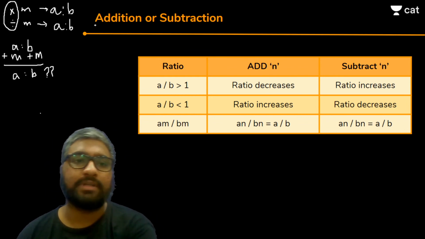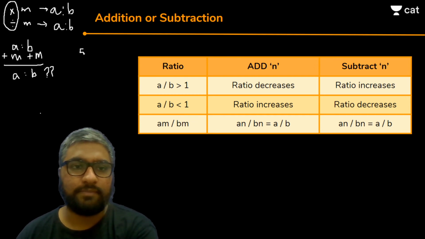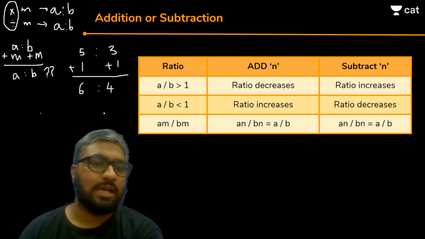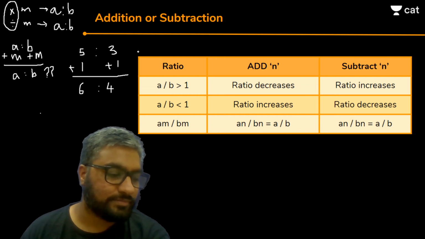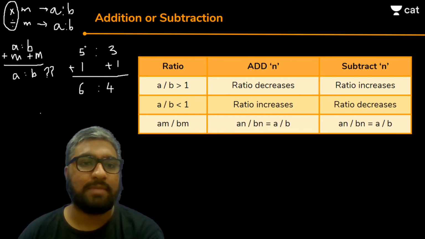Let's take an example, right? 5 is to 3. Let's stick to the same thing. If I add 1 to each of these, what would happen? The ratio would become what? 5 plus 1 is 6. 3 plus 1 is 4. Correct? Is 6 is to 4 same as 5 is to 3?